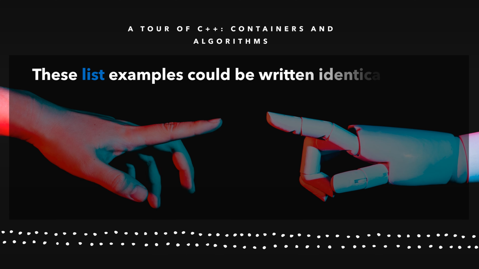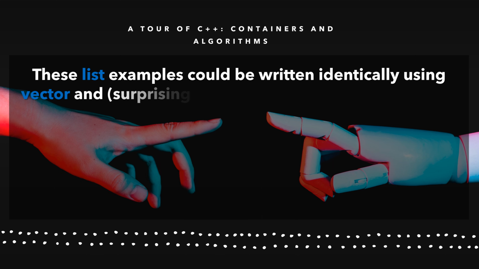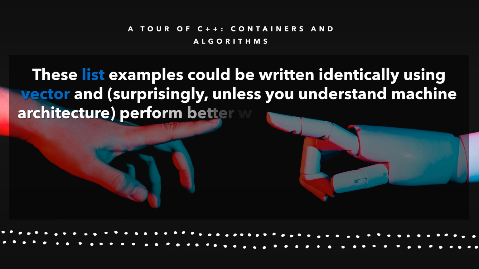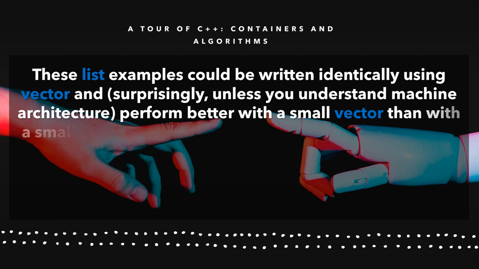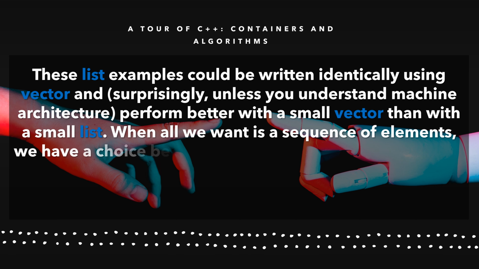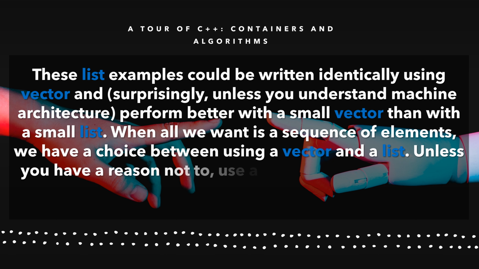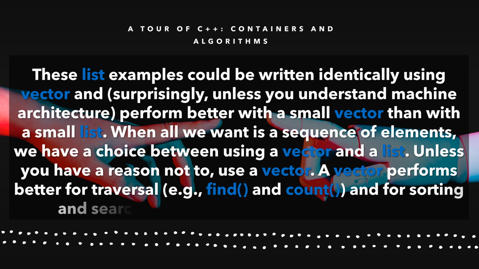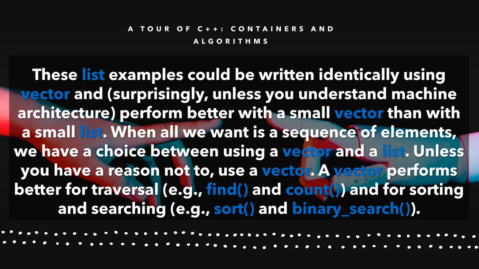These list examples could be written identically using vector and, surprisingly, unless you understand machine architecture, perform better with a small vector than with a small list. When all we want is a sequence of elements, we have a choice between using a vector and a list. Unless you have a reason not to, use a vector. A vector performs better for traversal, for example find and count, and for sorting and searching, for example sort and binary search.